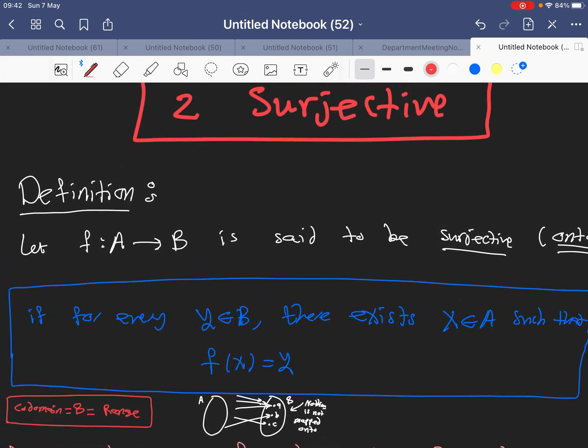It says that if you have any y in the output, any y in the codomain, there must be an x in the input, in the domain, that is mapped to this y. And as we did with injectivity, the question is how we will show that a function is surjective, or how we show a function is not surjective.